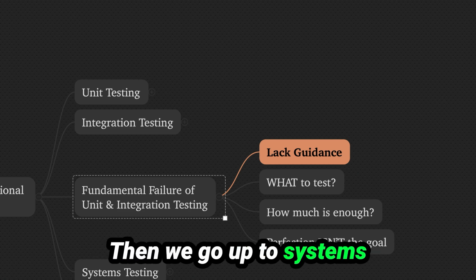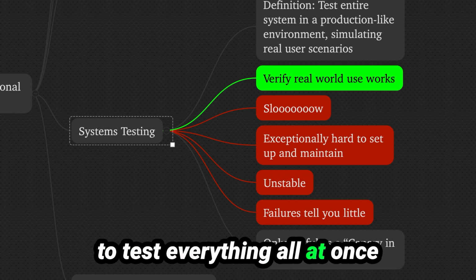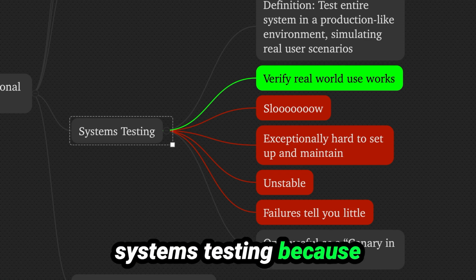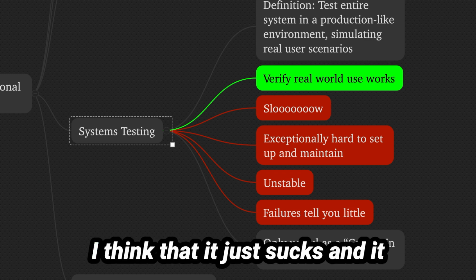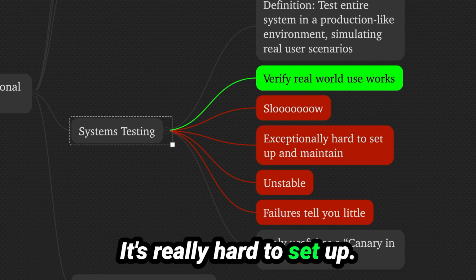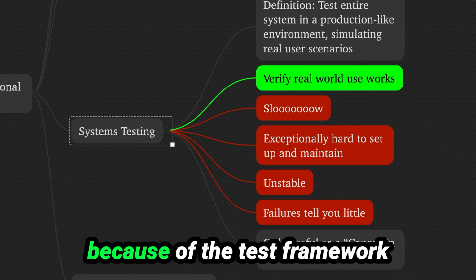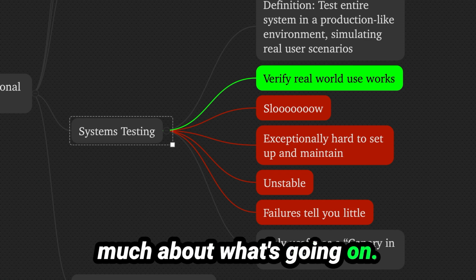Then we go up to systems testing, and system testing is obviously the grand poobah, where you're trying to test everything all at once as realistically as possible. I largely don't like systems testing because I think it just sucks. It's really slow. It's really hard to set up. It's really unstable. System tests are breaking more often because the test framework is breaking than because of your actual code. And if they fail, they don't tell you much about what's going on.